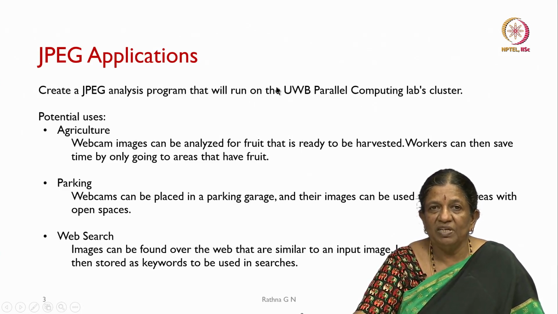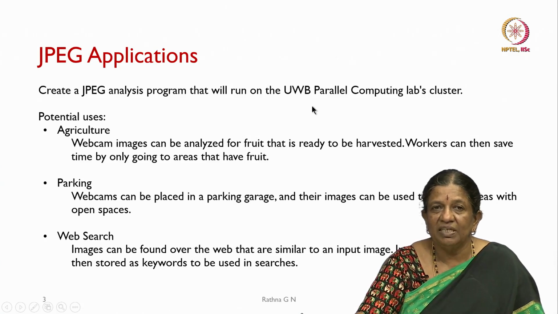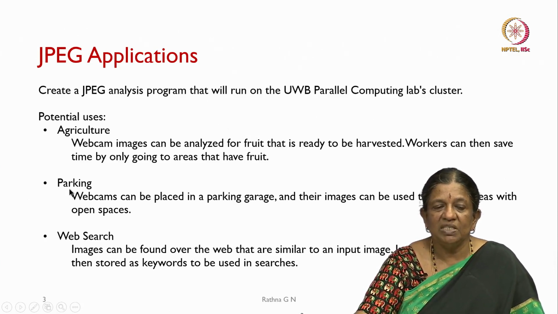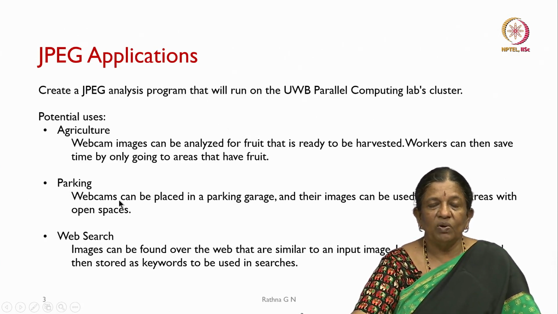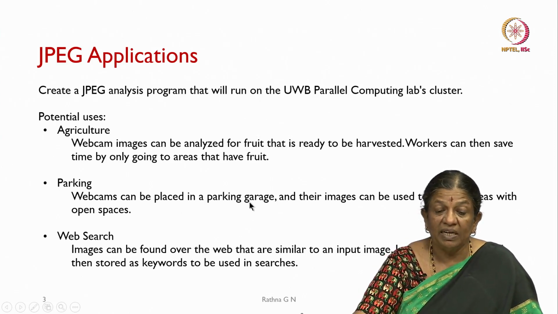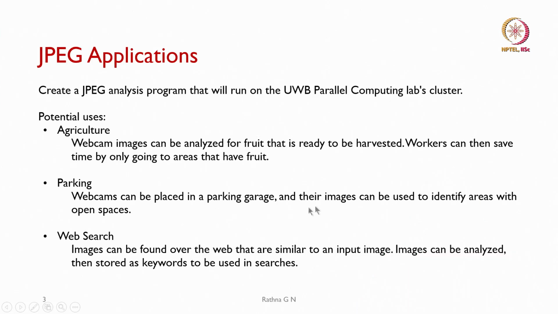This is one of the examples or applications given on the web, and the other application they use is in parking. Webcams can be placed in a parking garage, and their images can be used to identify areas with open spaces. So, in the parking lot you can identify if there is any empty space, then you can go and park your vehicle there.